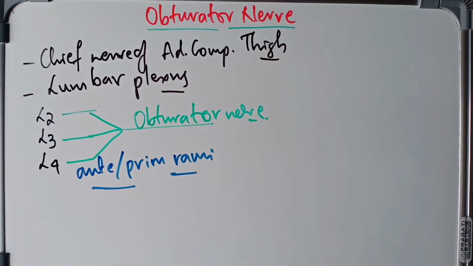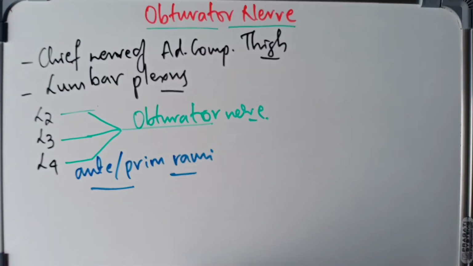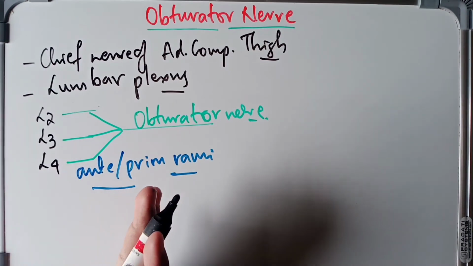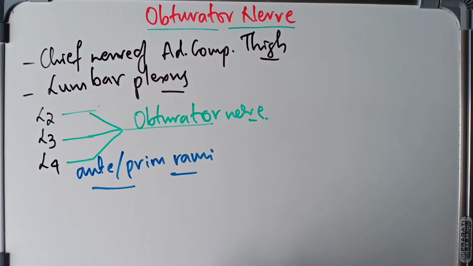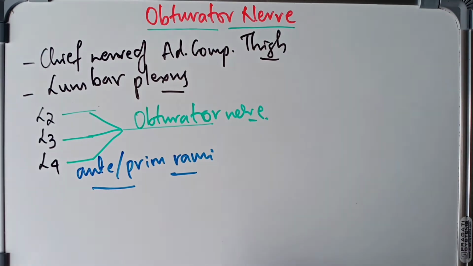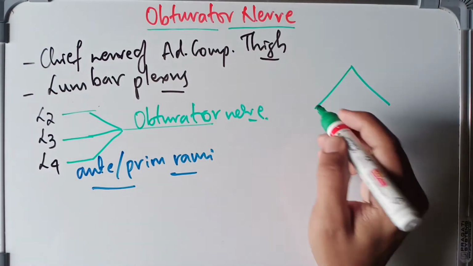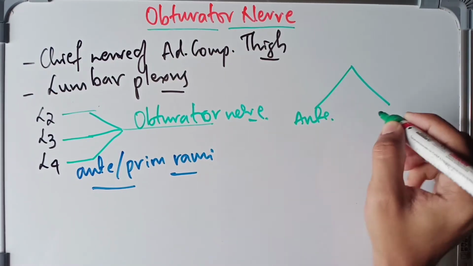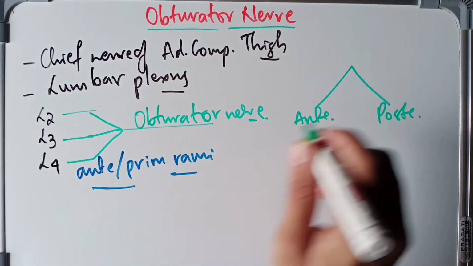So, what about the course and distribution of the obturator nerve? While passing through the obturator canal, the obturator nerve divides into the anterior and the posterior divisions. This is the anterior division and this is the posterior division.